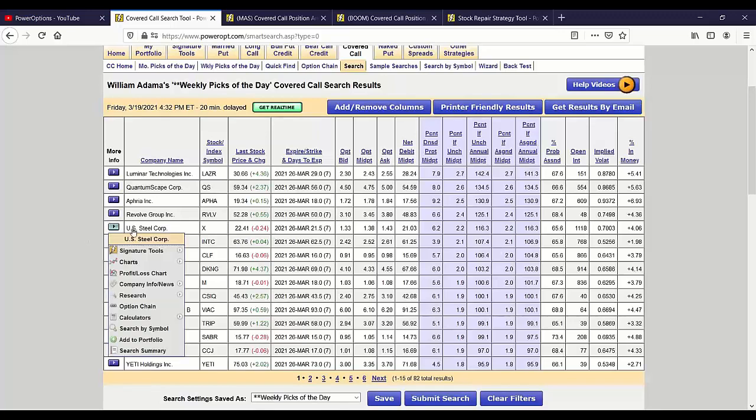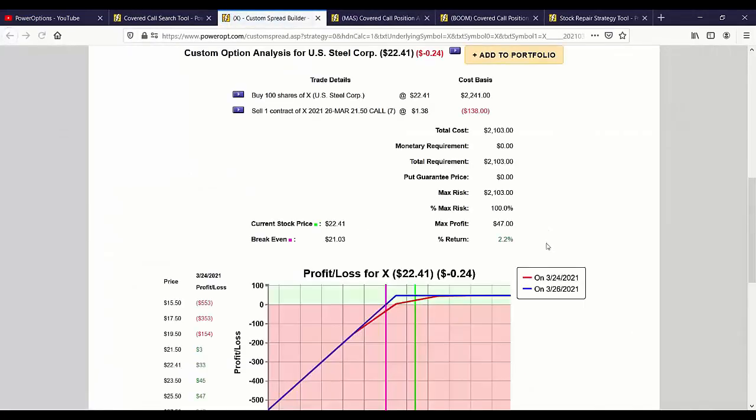So what does that mean? Of course, we have a 6% break even on that position. We take a look at the profit and loss chart here. Ken, I'm buying shares of stock at 22.41, selling an in-the-money 21.50 call for 138. That lowers my cost basis to 21.03 out of pocket, margin requirement, cost basis, whatever you want to call it. And if the stock stays above 21.50, we get assigned, we make $47 profit, 47-cent profit, or 2.2% return if assigned.